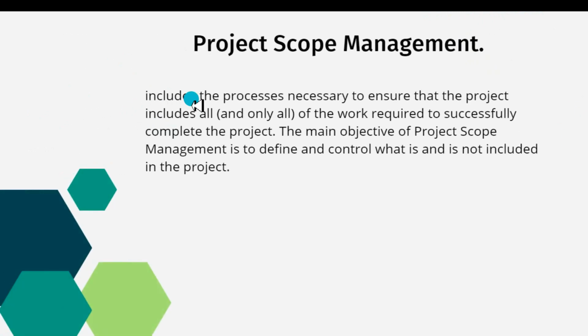The second step about the 10 knowledge areas is the project scope management. This item includes the processes necessary to ensure that the project includes all of the work required to successfully complete the project. The main objective of project scope management is to define and control what is and is not included in the project.